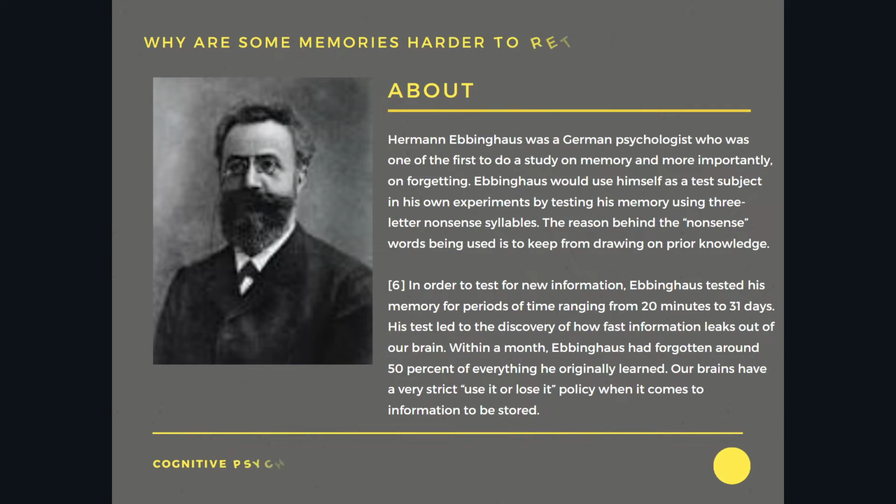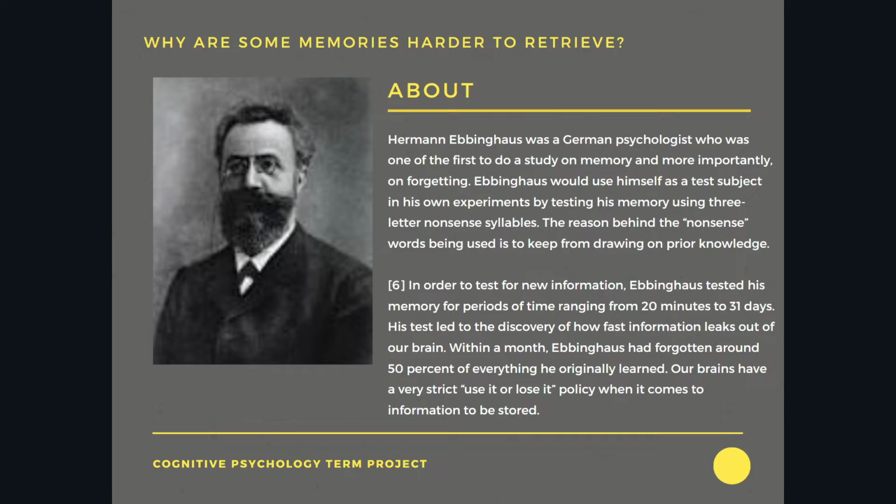Hermann Ebbinghaus was a German psychologist who was one of the first to do a study on memory, and more importantly, forgetting memory. Ebbinghaus would use himself as a test subject in his own experiments by testing his memory using 3-letter nonsense syllables. The reason behind the nonsense words was so that he couldn't draw from prior knowledge.